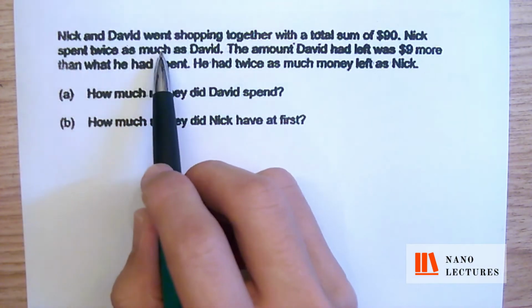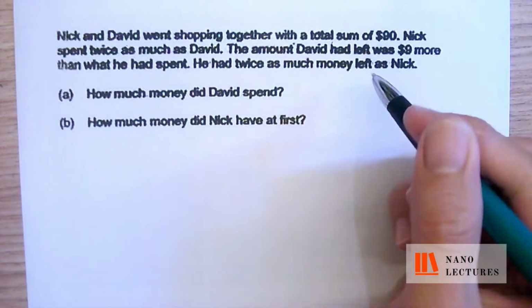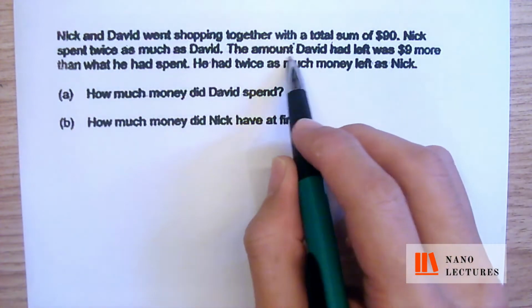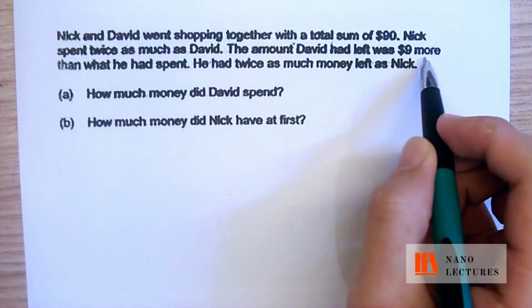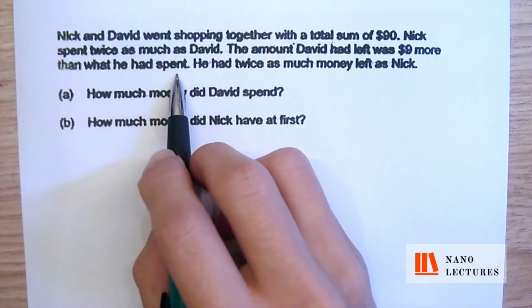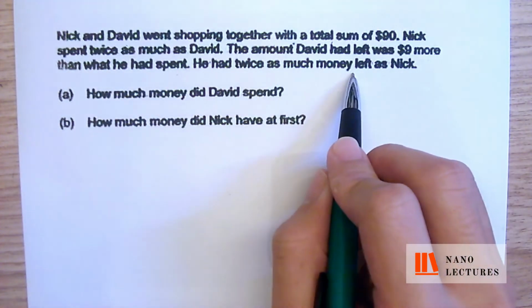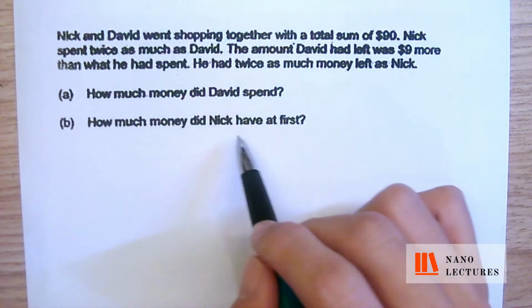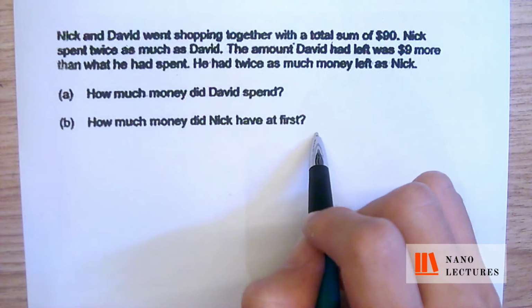Nick and David went shopping together with a total sum of $90. Nick spent twice as much as David. The amount that David had left was $9 more than what he had spent. He had twice as much money left as Nick. Okay, how much money did David spend? How much money did Nick have at first?